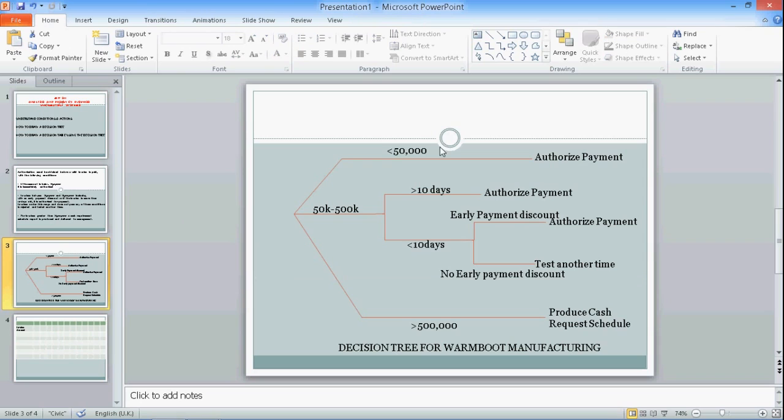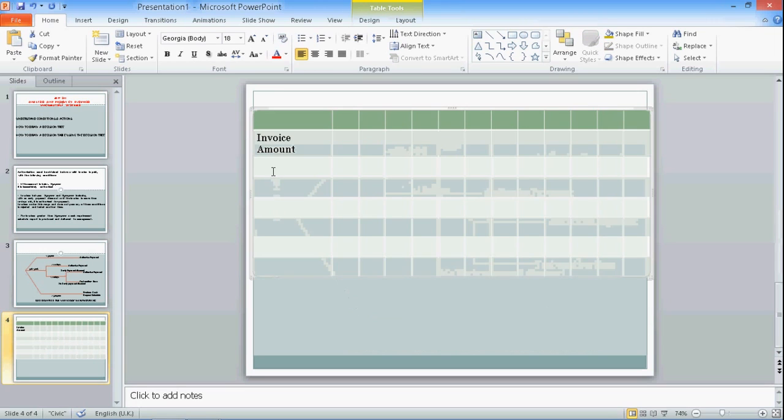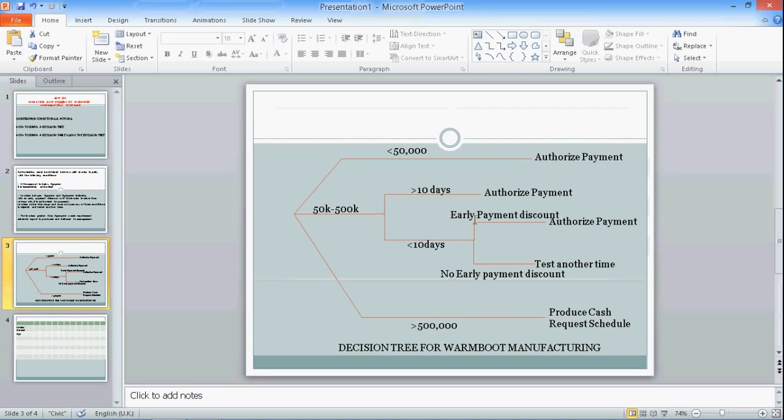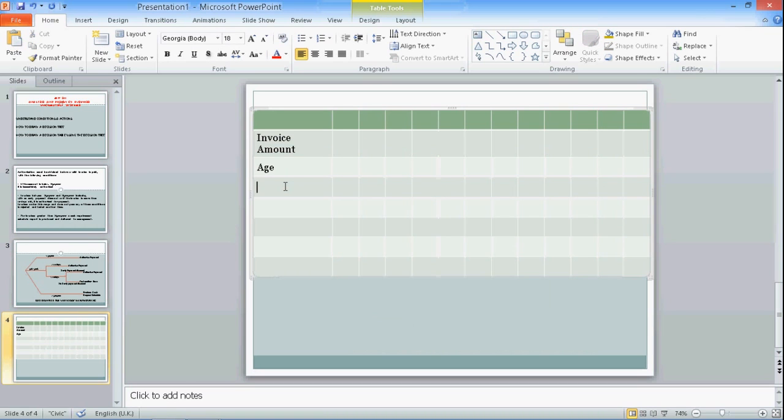Then the next thing we test, under the second condition, is the days: how long the invoice has been issued, or how long the goods have been issued. So here we are testing the age, or the period. Let's say age. Thirdly, we are testing whether we have a discount for early payment. So here we are testing for discount.